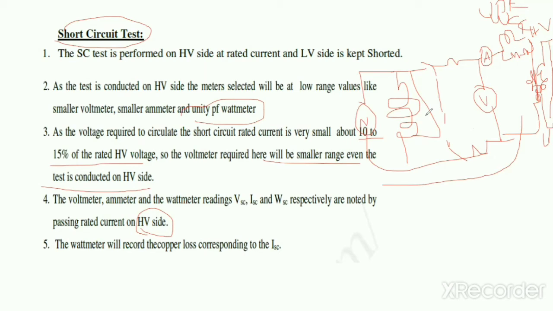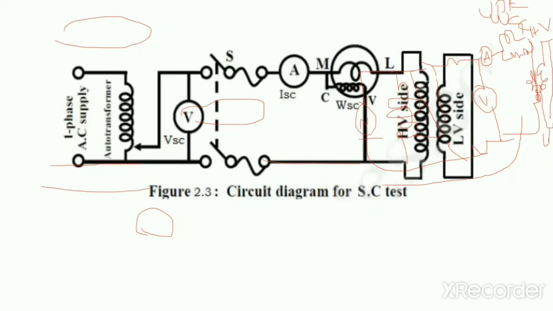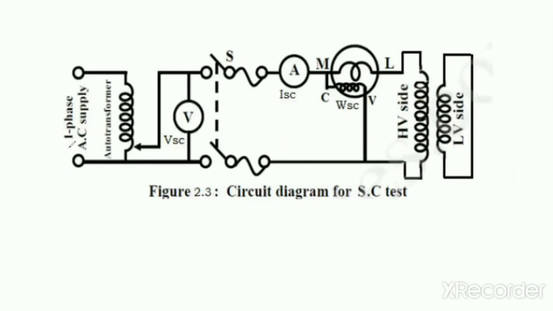Then we calculate the short circuit parameters. WSC shows the copper losses. Therefore this is the circuit diagram for the short circuit test. This is the HV side, and the LV side is short circuited.